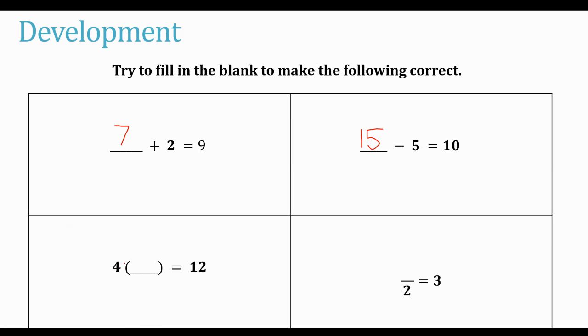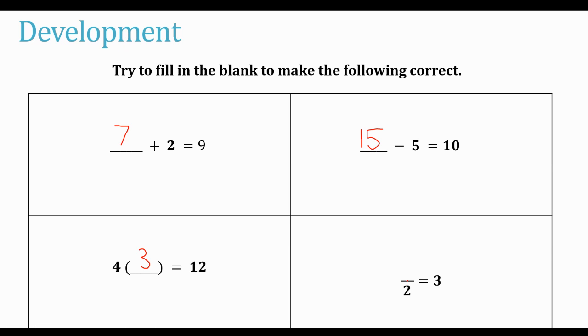Okay, the next one we have parentheses here, so we know we're talking about multiplication. So 4 times what number would give us 12? Think about your 4 times tables. 4 times what number would give us 12? Hopefully you've realized that the answer to that is 3.